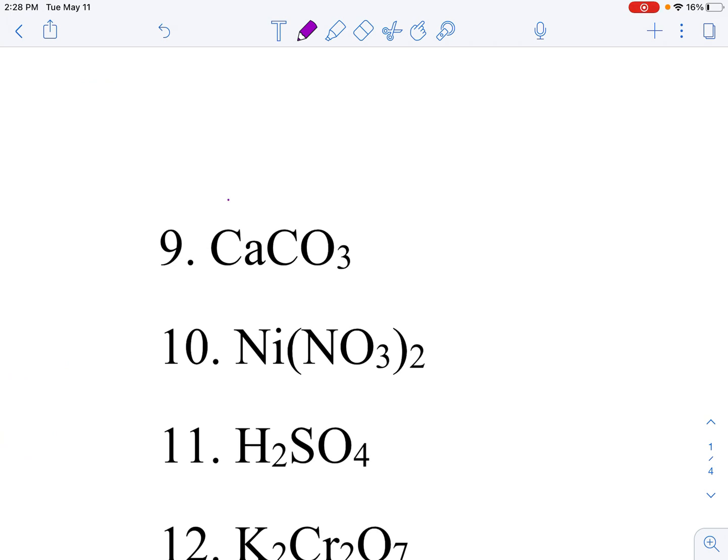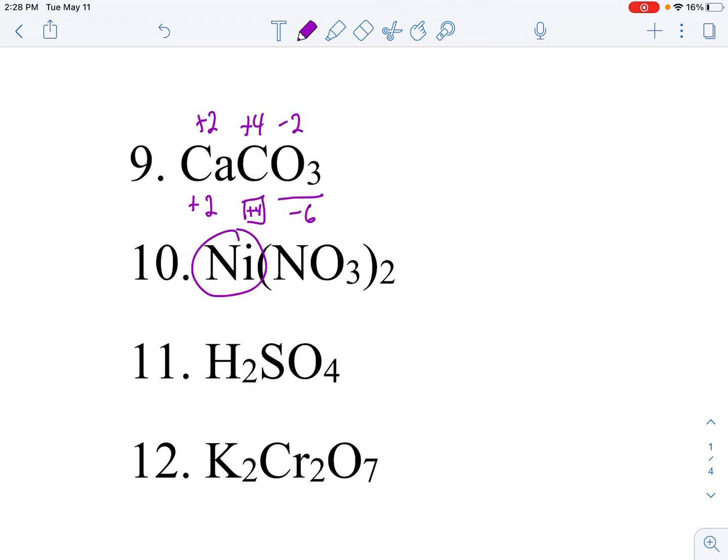Calcium carbonate, all right, so calcium is going to be +2. That would be its charge. It's an alkaline earth metal. Oxygen's a -2, so that's a total of -6. We have +2. The difference in that carbon is going to have to be +4 in order to have everything equal to 0.